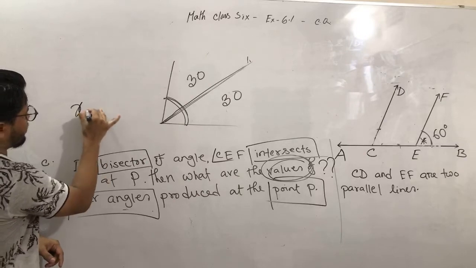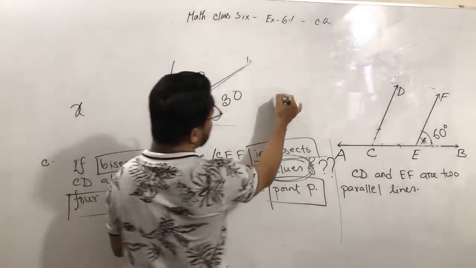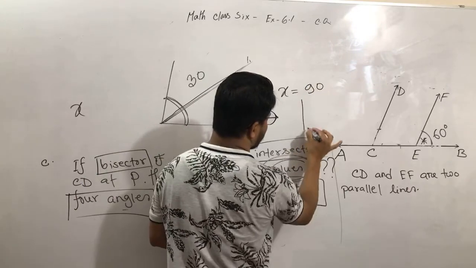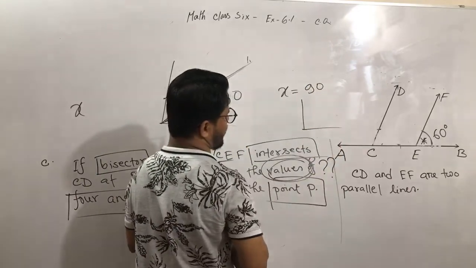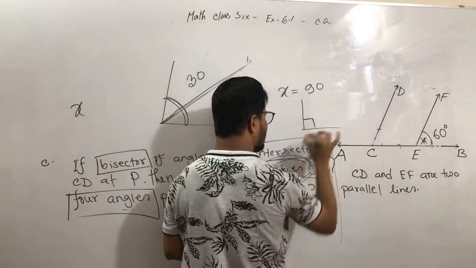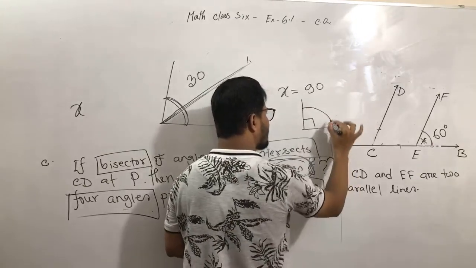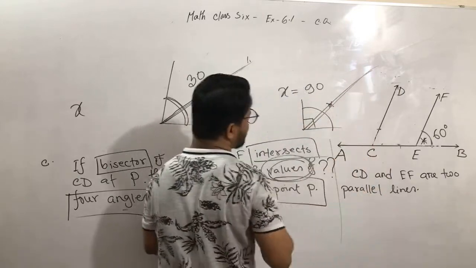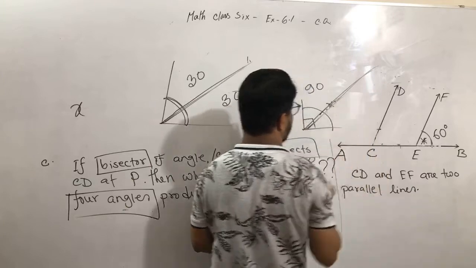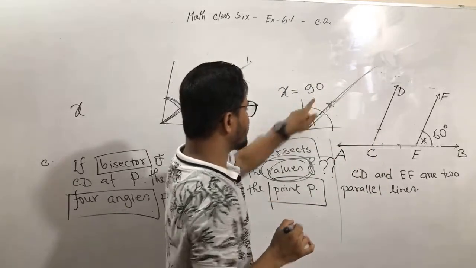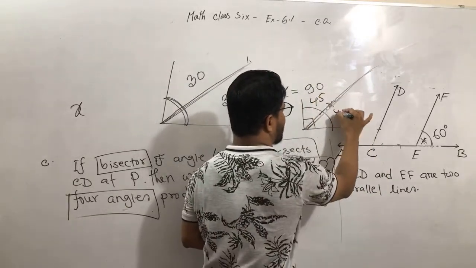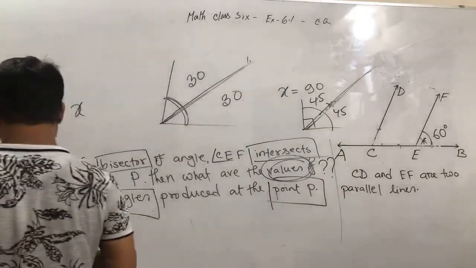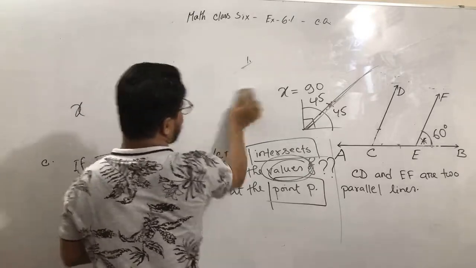Another example: if we mention here angle X equals 90 degrees, like this is the angle X, 90 degrees. If you bisect this angle, then you have to divide this angle equally into two parts. By using a pencil compass, as you have already done in the construction classes, each angle will be 45 degrees. This is called the bisector of an angle. So now give attention to our question number C.